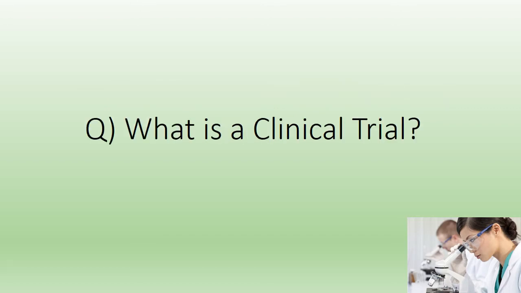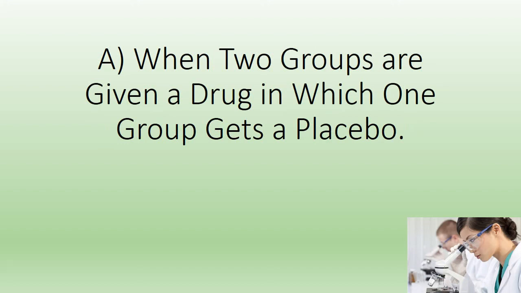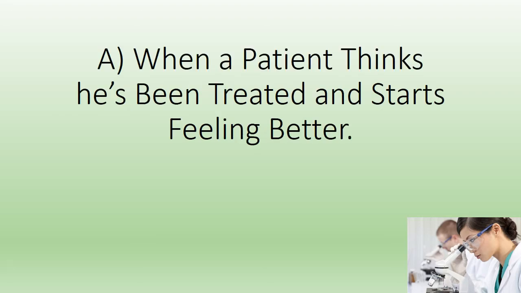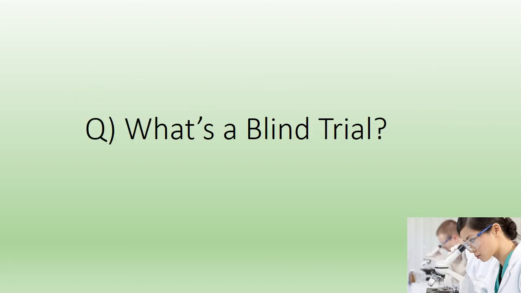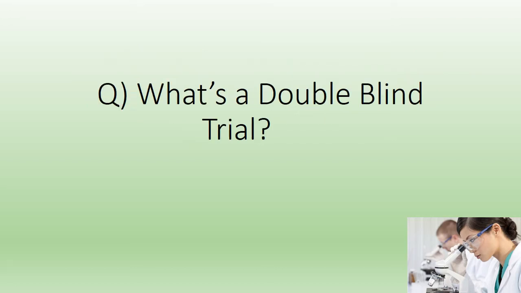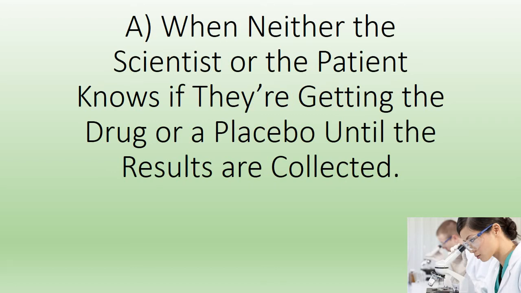What is a clinical trial? When two groups are given a drug in which one group gets a placebo. What is the placebo effect? When a patient thinks he's been treated and starts feeling better. What's a blind trial? When the patient doesn't know if they're getting the drug or a placebo. What is a double-blind trial? When neither the scientist nor the patient knows if they're getting the drug or a placebo until the results are collected.